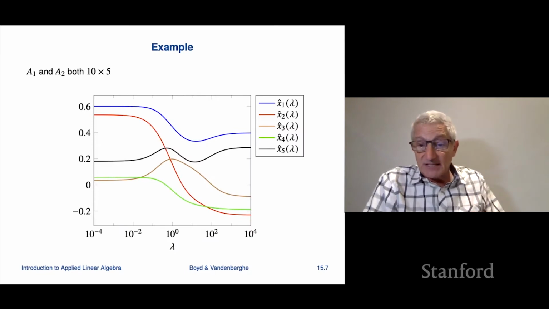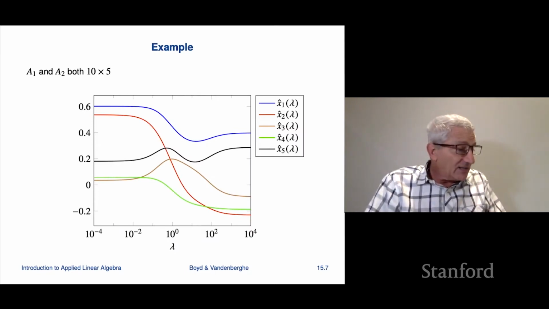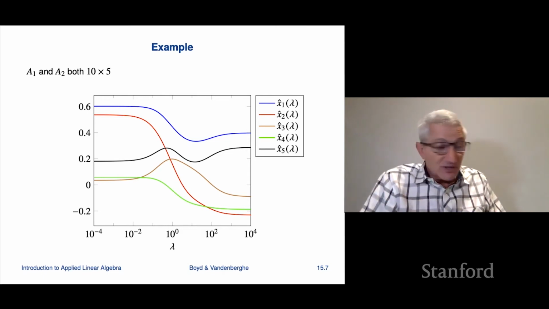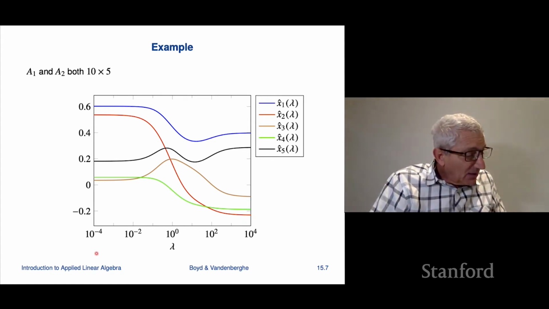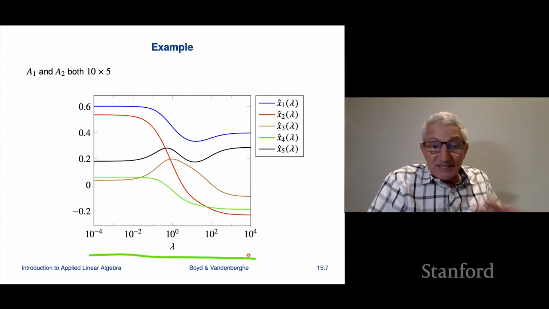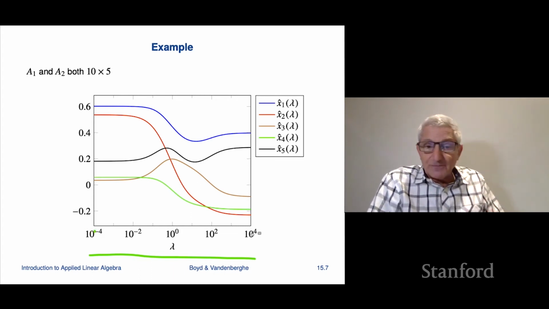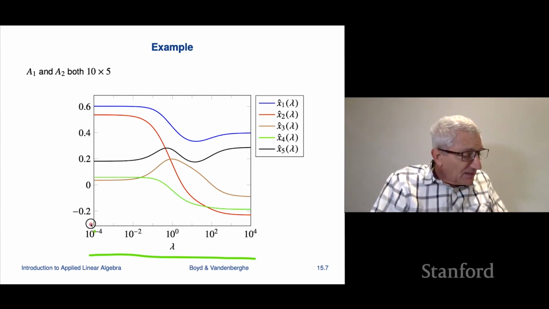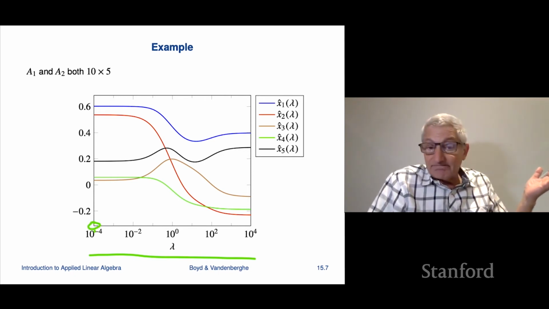So we'll look at some examples. Here's an example. We have A1 and A2 are both 10 by 5. B1 and B2 are 10-vectors. And what we're going to do is vary lambda, on a logarithmic scale, over a very large range, right? So these are very small lambdas and these are very large. Now, what's happening over here, this shows you the value, these are 5 values. This is showing you x hat, okay?